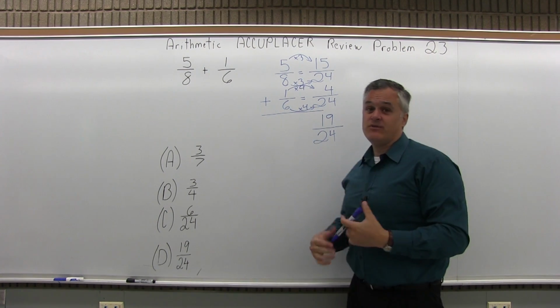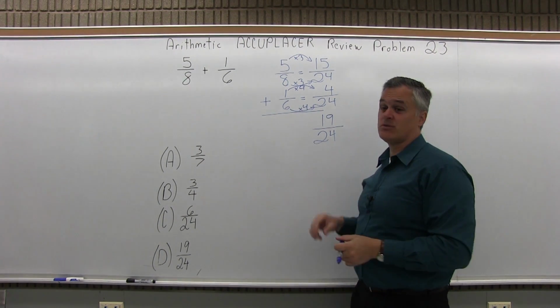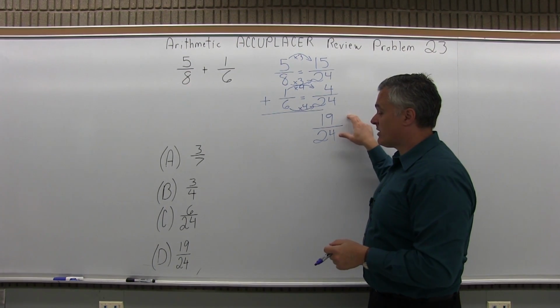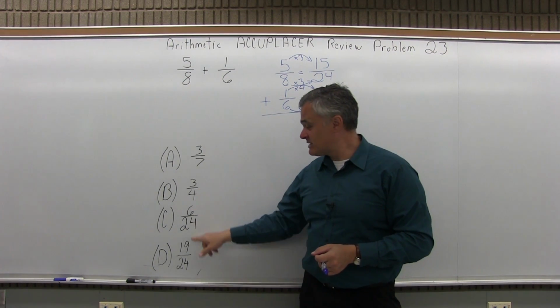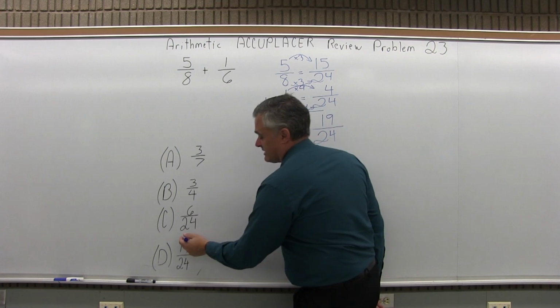Usually at this point you want to see if you can reduce it if you can. This is not going to reduce, like 18/24 would reduce pretty nicely. But if I look, 19/24 is one of the available options in my list. It's option D, so that's the answer, D.